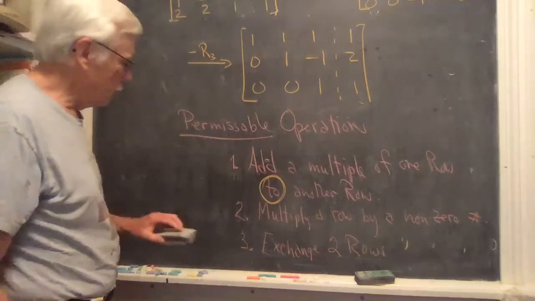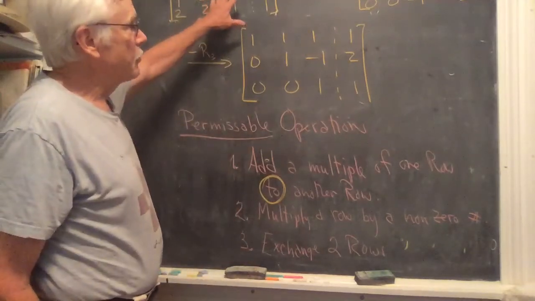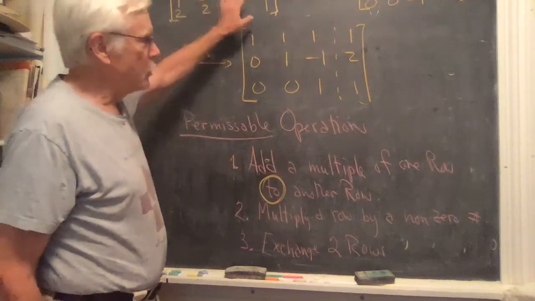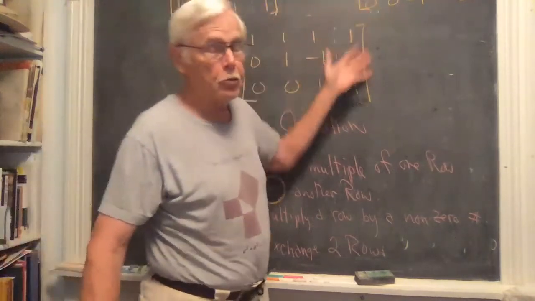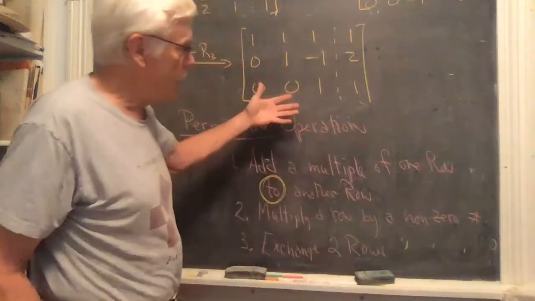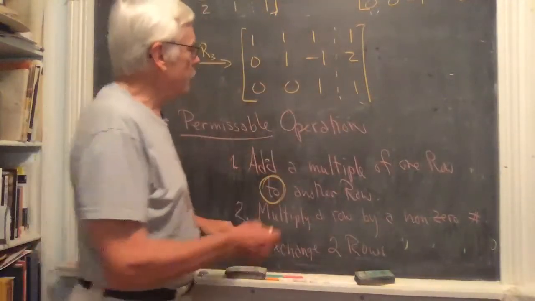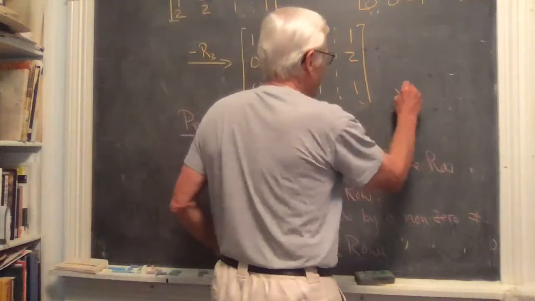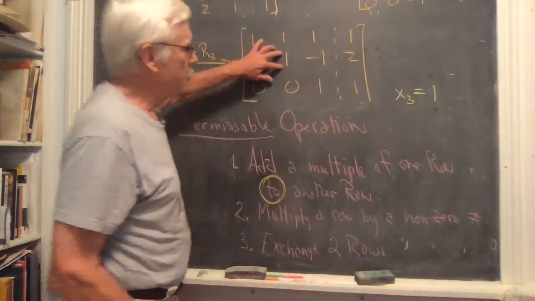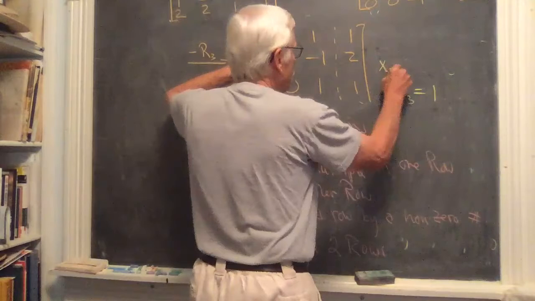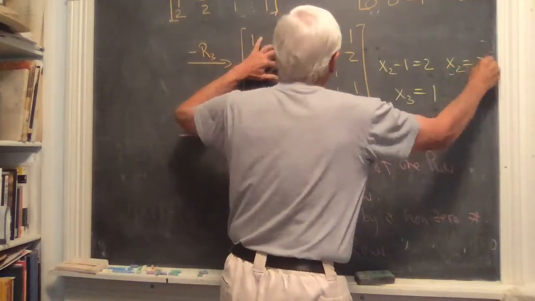So tomorrow in class, we will practice. I'll give you several systems of equations, ask you to write the matrix form, and then to hand reduce the matrix in this way, and then read off the solutions. So here we can read off the solution x3 equals 1, and then we have to back substitute into this one. x2 minus 1 equals 2, so that says x2 is 3.